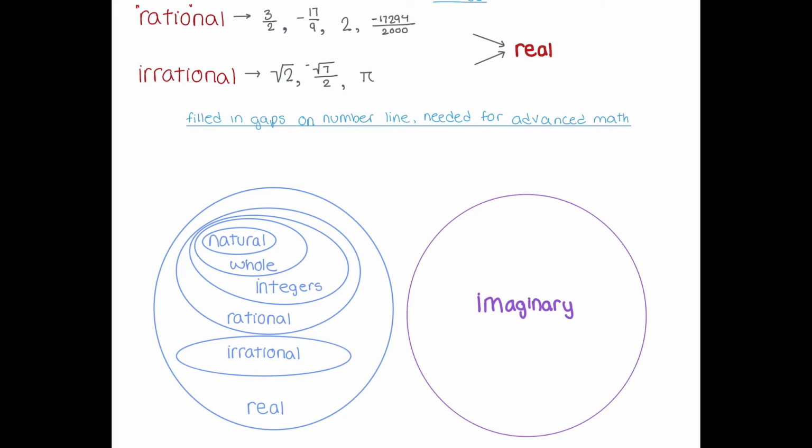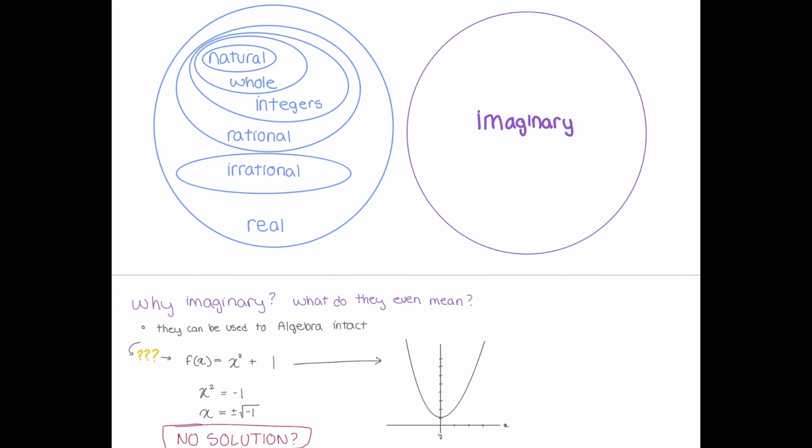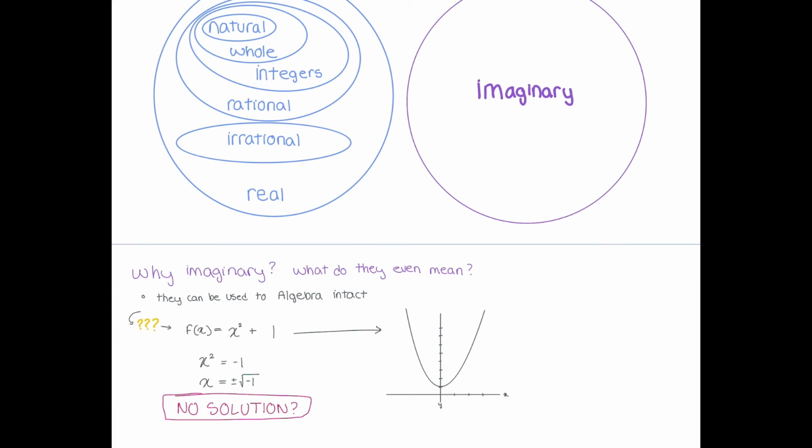As you can see, the left side is all real numbers, and on the right side there's a new type of number called the imaginary numbers. So what exactly are imaginary numbers? I think of them as keeping algebra intact, but that might sound a little bit vague. Don't worry, later in this video this will start to make sense a little bit more.